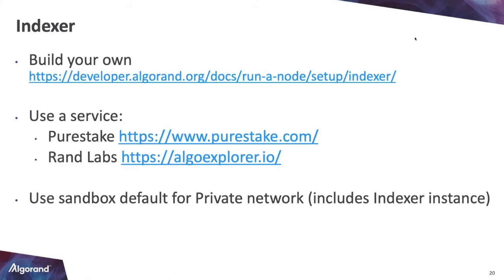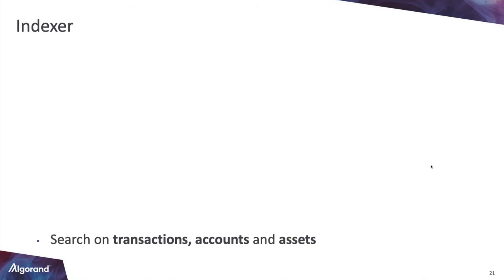Now, how do you get one of these indexers? Well, you can build your own. I built my own. That's the one I'm going to be using here in the demo. As I mentioned before, you can use a service like PureSync or from Rand Labs, where there are API services in each. And then now we have a third option available with Sandbox as a default for private network. That includes an indexer instance as part of that. So just bring it up by default, and you're good to go and do some testing with Indexer.